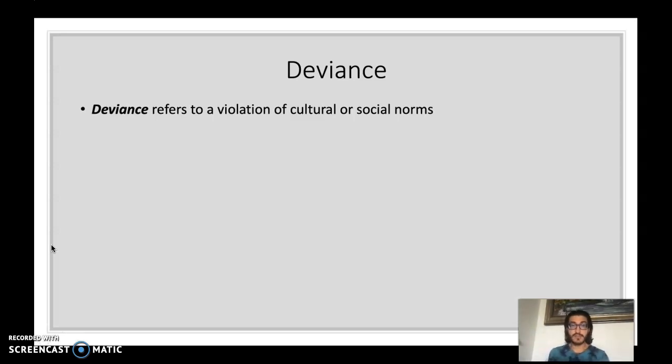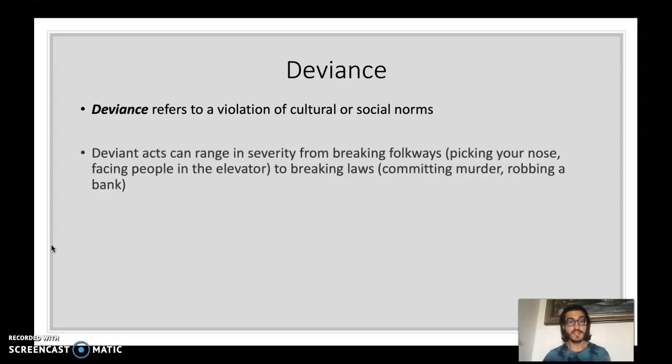Deviance essentially refers to any violation of a cultural or social norm. So we talked a lot in the beginning of the semester about what norms are. Essentially, they are socially constructed behaviors, values, and beliefs that guide and inform what is considered appropriate and what is inappropriate for human beings to follow, right? So every society socially constructs their own set of norms.